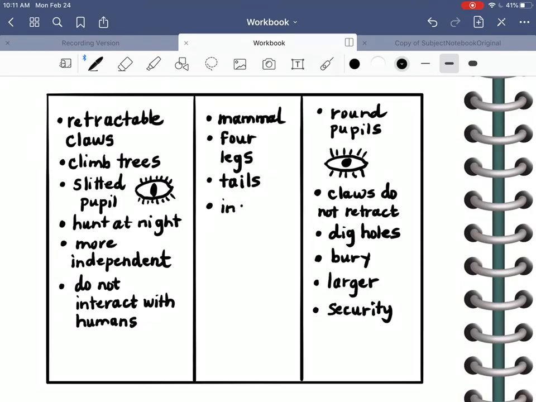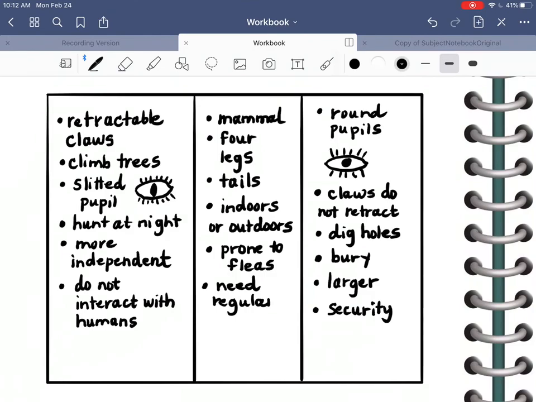Both animals can live indoors or outdoors, depending on their situations, but they can both be indoor. Both animals are prone to fleas. And both need regular vet care. So these are the ways that our passage said the animals are the same.